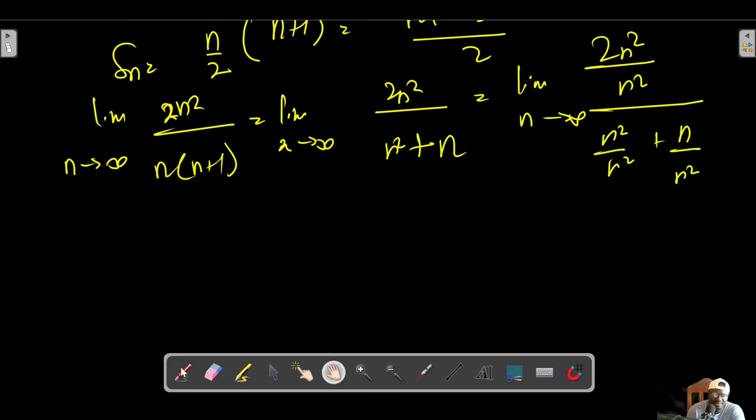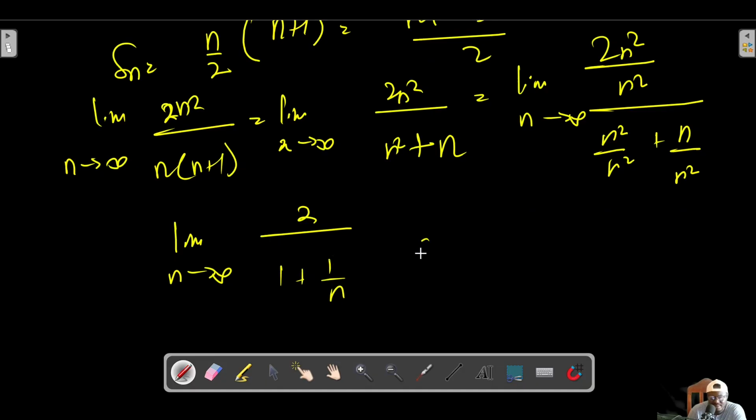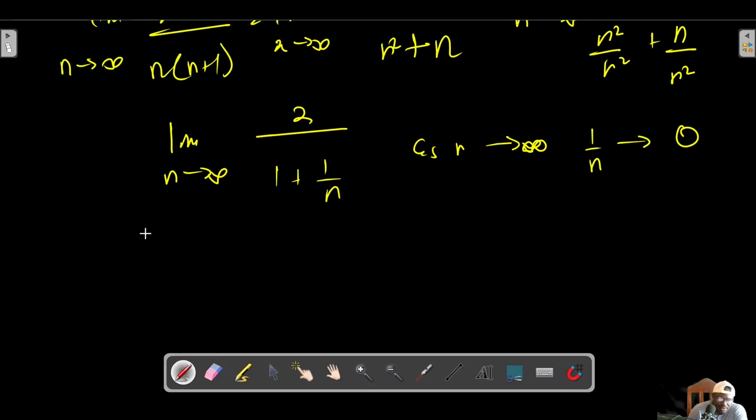What do we get? We end up with the limit as n approaches infinity of 2 divided by 1 plus 1 over n. So as n is approaching infinity, our 1 over n would approach 0. So what do we get? We end up with 2 over 1 plus 0, which is equal to 2. So this is our answer. Our answer is 2.